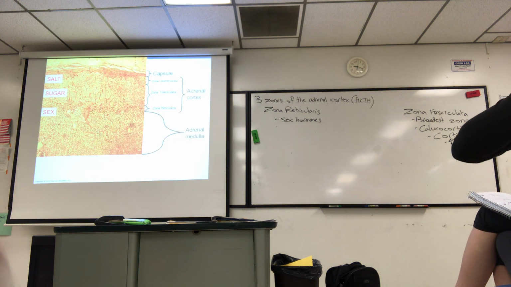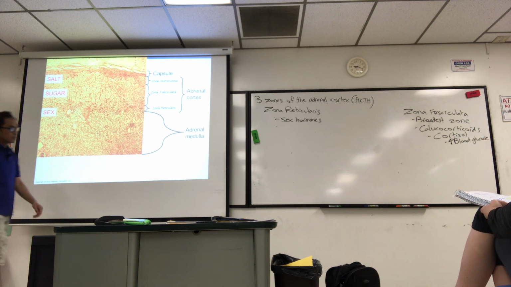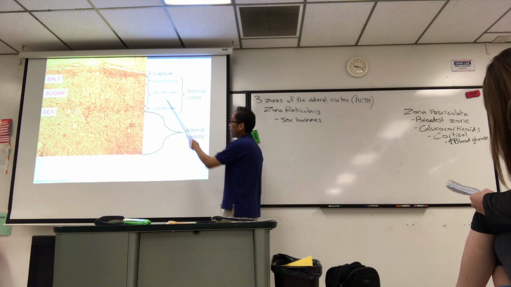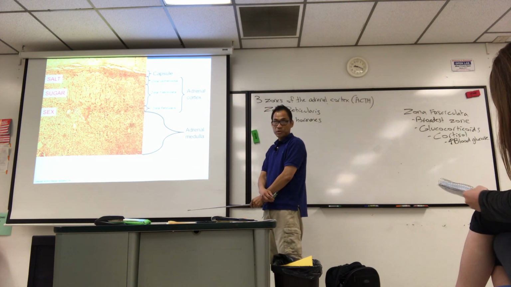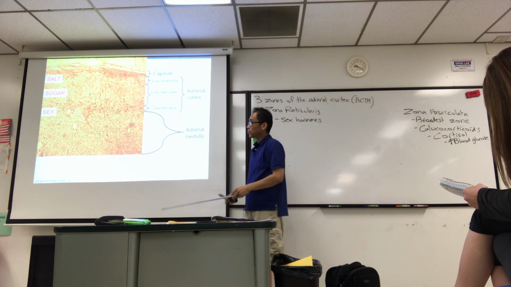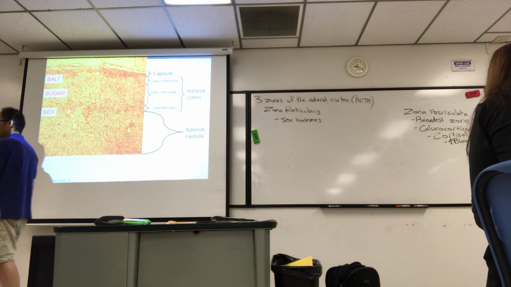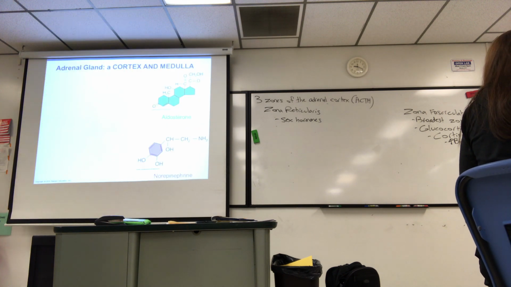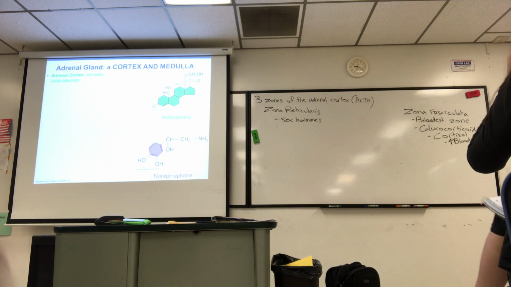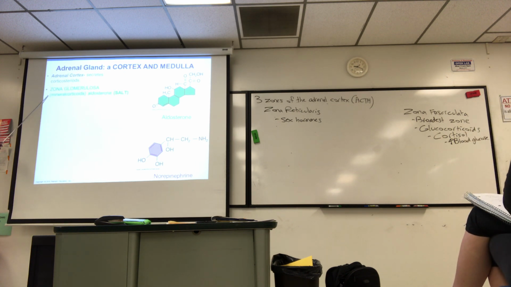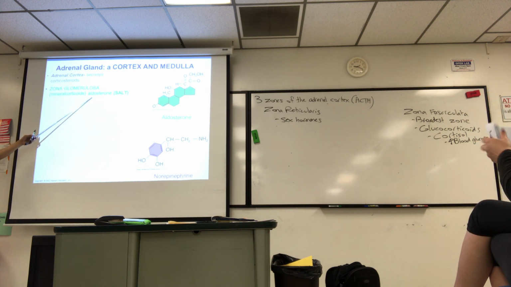There's an easy way to remember the secretions. I always tell students, just remember salt, sugar, sex. Zona glomerulosa secretes aldosterone that helps retain salt. Zona fasciculata, cortisol, helps increase the blood sugar. And then Zona Reticularis secretes the sex hormones. So just remember salt, sugar, sex. I don't really talk about the sex hormones too much. I mostly talk about the adrenal cortex, specifically the aldosterone. We talk about that a lot in this class.